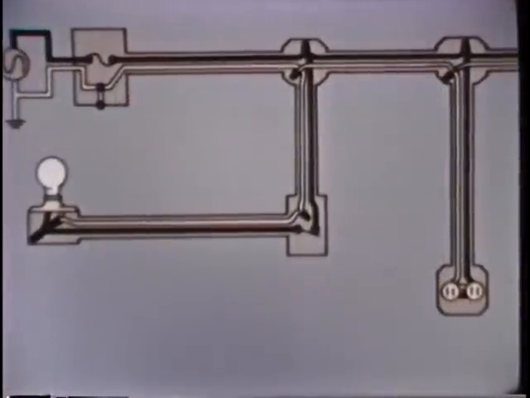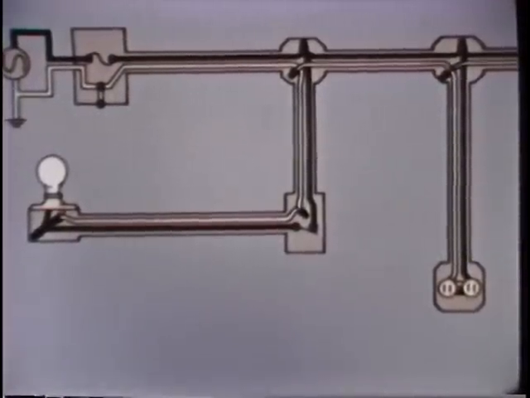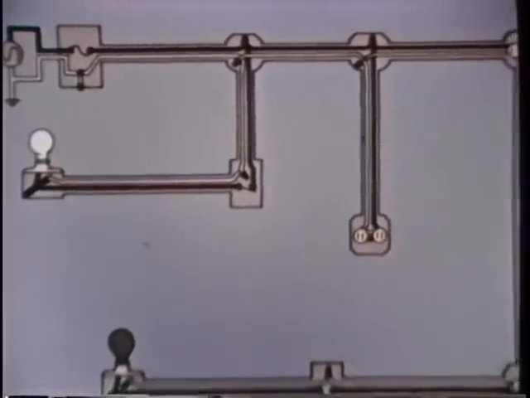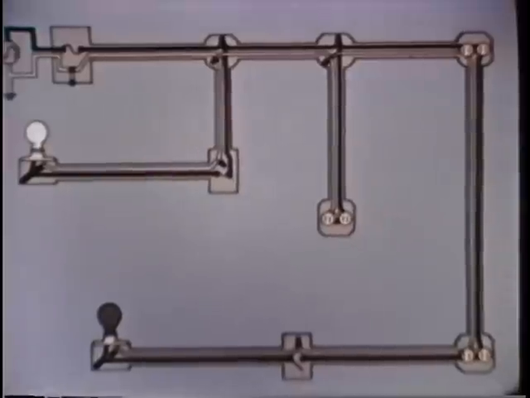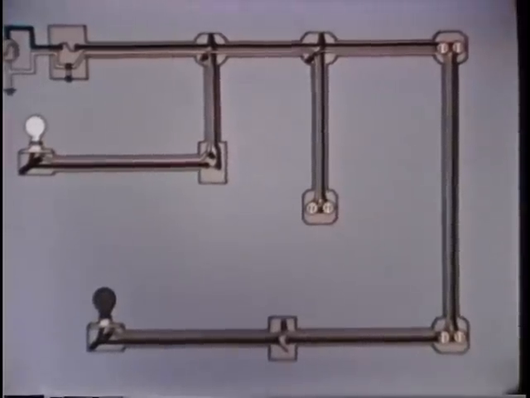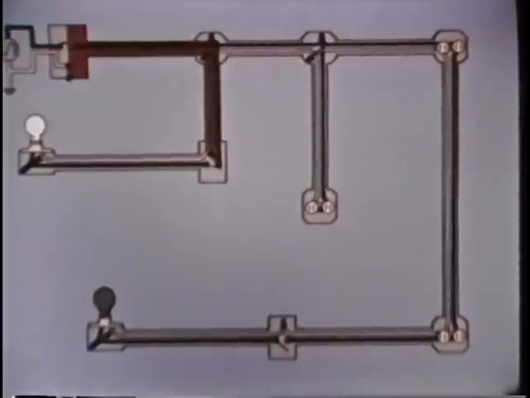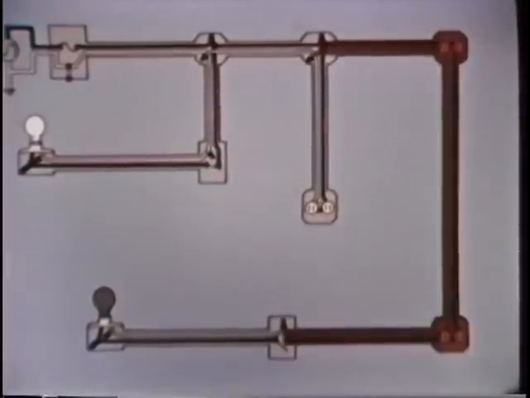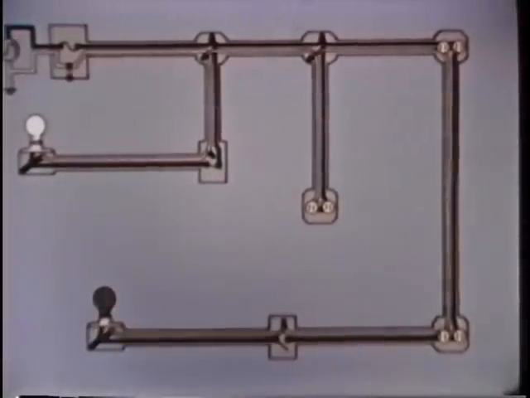For simplicity, we've been working with a very basic circuit. In practice, circuits usually involve several junction boxes and one or more branch circuits, all fed by the same fuse or circuit breaker. However, the procedure for troubleshooting such circuits is the same. Beginning at the power source, isolate one section of the circuit at a time until the trouble is located.